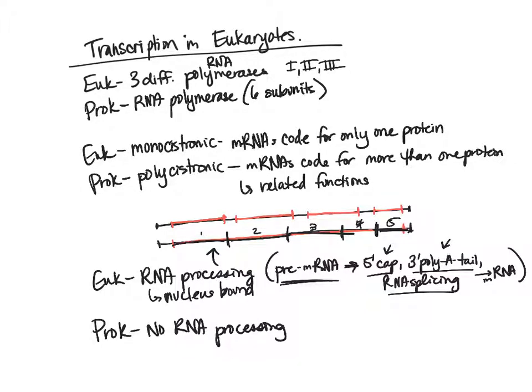So those are 3 differences between eukaryotic and prokaryotic transcription. And that wraps up our transcription. So a lot of that should be familiar to you. You can go back and take a look at eukaryotic transcription again if you're not familiar with it. But this is really the bulk of the information you should know for this chapter, or this section.